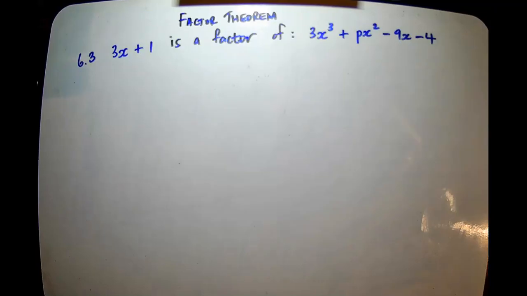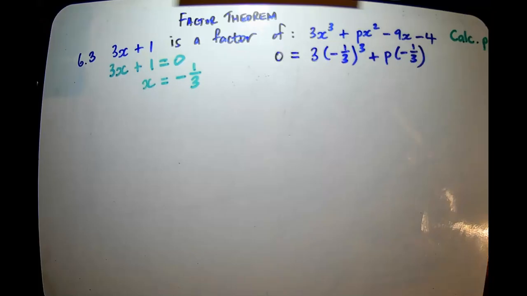Exercise 6.3. 3x plus 1 is a factor of the expression. So we need to solve for x, and because it's a factor, we'll let it equal 0 and solve for p. Okay, so we must find p in this example. So 3x plus 1 is equal to 0, x is equal to minus 1/3. So take over, the plus 1 will become minus 1 divided by 3, 1/3. We then substitute it into the equation and we solve for p.